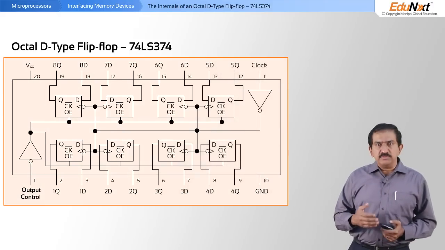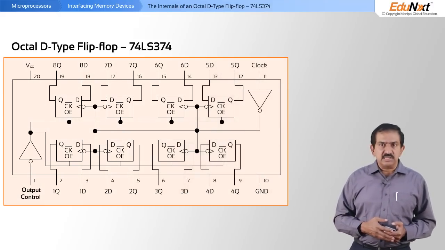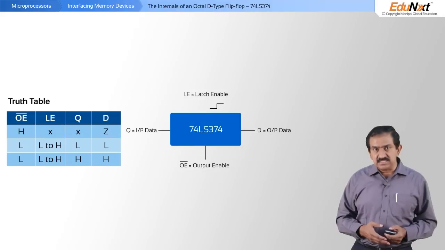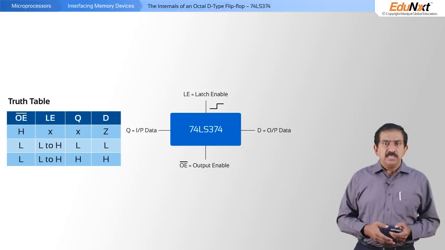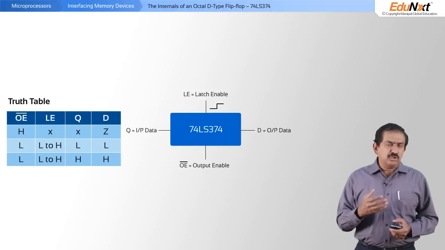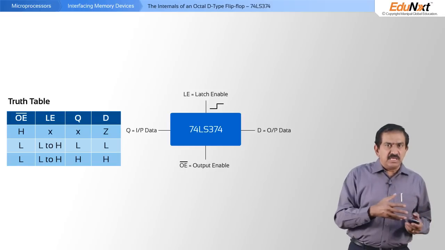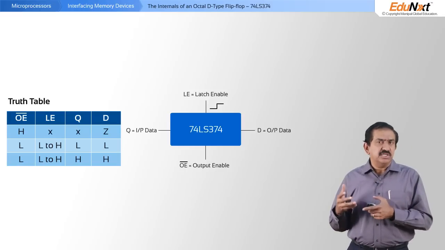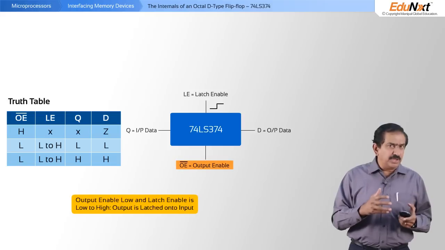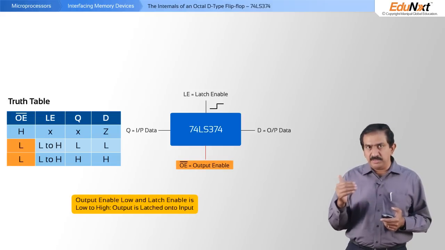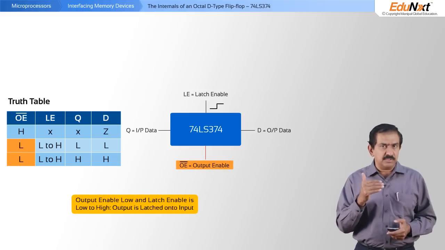This particular flip-flop is called the 74LS374. Now, how does this particular flip-flop work? In contrast to the latch, this is an edge-triggered device. The output enable must be low, so it is OE bar. So the output enable signal must be low.